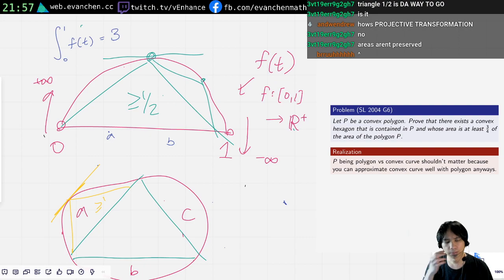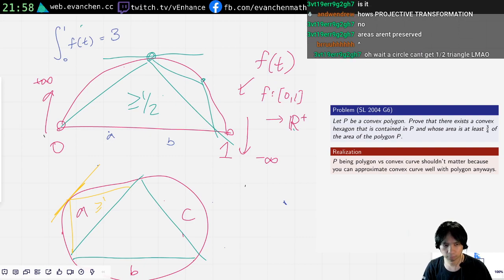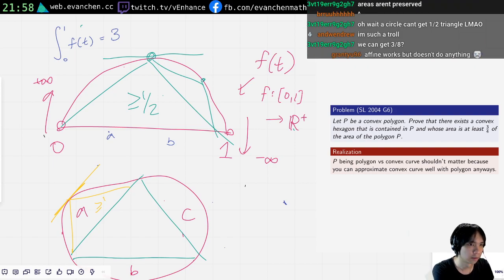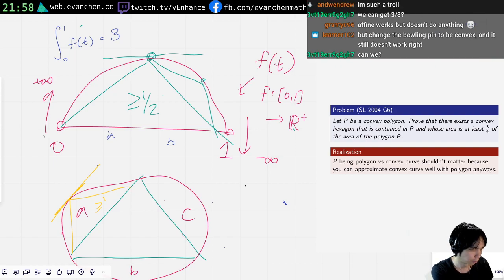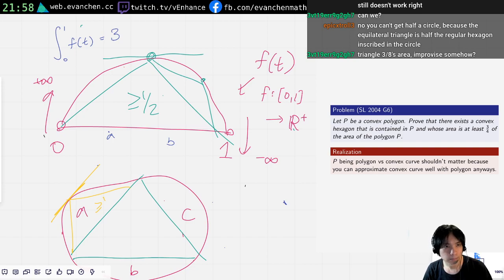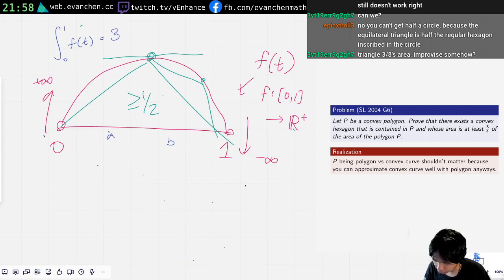Well, half is a little bit of a misnomer. A circle can't get half triangle. Sad. Okay, then this is not great. Triangle 3/8, improvise somehow. Okay. I really like this 1/2 thing, because this is the first time I actually have anything that's like remotely reasonable.